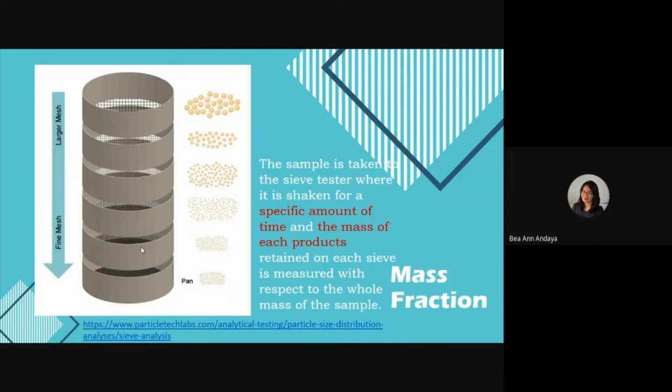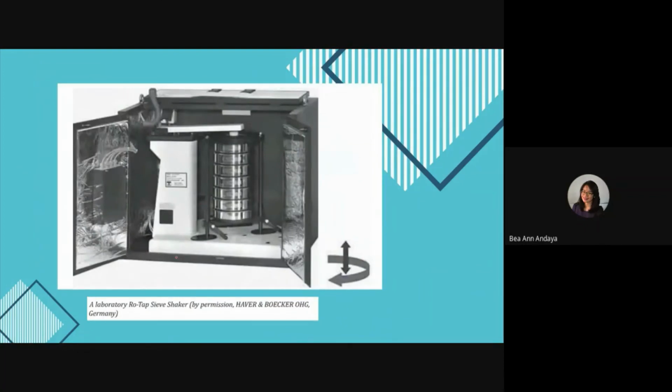So, let me just advance it here. Ang itsura ng Rotap sieve ay ganito. And as you can see, yung stack ng ating screen or testing sieves are already placed in this one. So, syempre, isi-set na dyan yung time and then nakaset din naman dyan yung force ng pag-shake dito. And then after some time, pwede na tayong mag-analyze ng screens.